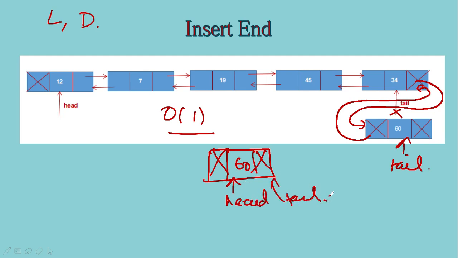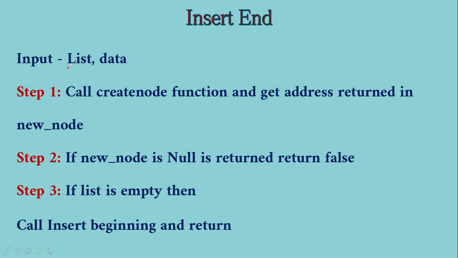Okay, so let us formally write the algorithm. The input for this operation is list and data, and we call the create node function and get the address in the variable new node, and then we have to check whether the new node is successfully created. If new node is null, then we have to return false. This will happen when there is no memory in the system or when the heap allocated for that particular program is full. And then we have to check the exceptional case, that is when the list is empty, we have to call insert beginning. Already we have done the initialization of head and tail in insert beginning, so let's call it.